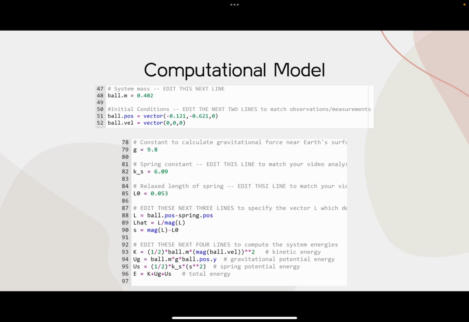So this is the computational model. The first image is just the initial conditions, in which I plugged everything in. The second part is also initial conditions: the spring constant and the relaxed length of the spring, which was calculated in the slide before. Then we calculated the vector L, which shows which direction the spring is pointing. Then we changed K, UG, and US to the formulas mentioned before to calculate the kinetic energy, the gravitational potential energy, and the potential energy of the spring. Then we did total energy is equal to K plus UG plus US.